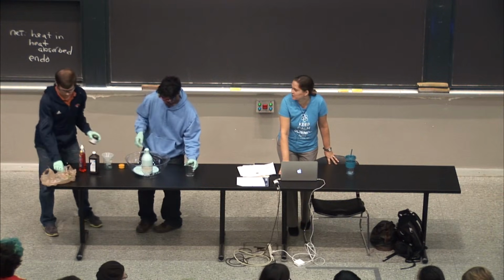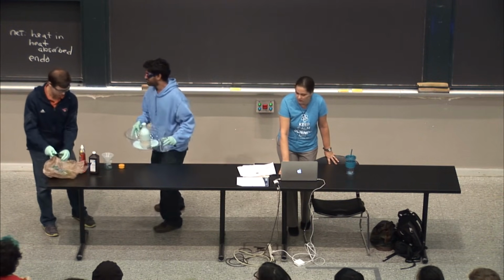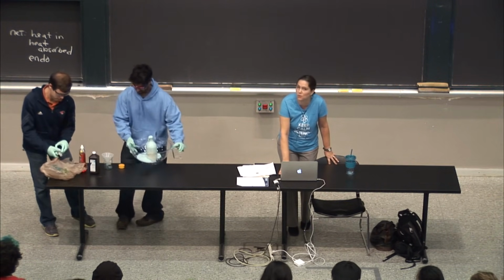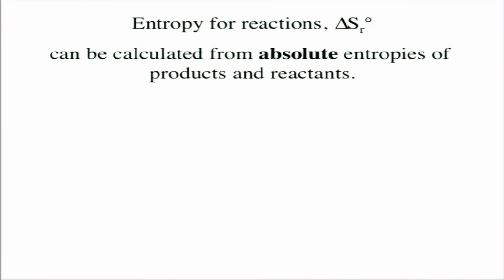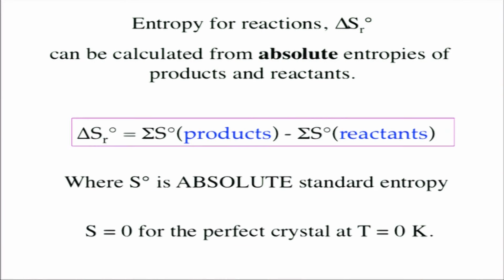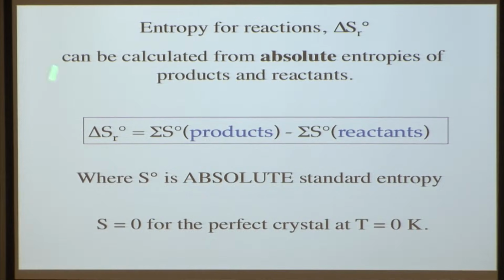Okay. So let's just see if we can quickly talk about a little more about entropy, and then we'll end. So entropy of reactions can be calculated from absolute values. And again, we can use this equation here. So a delta S for a particular reaction can be calculated from the delta S's of the products minus reactants. So again, we have products minus reactants.